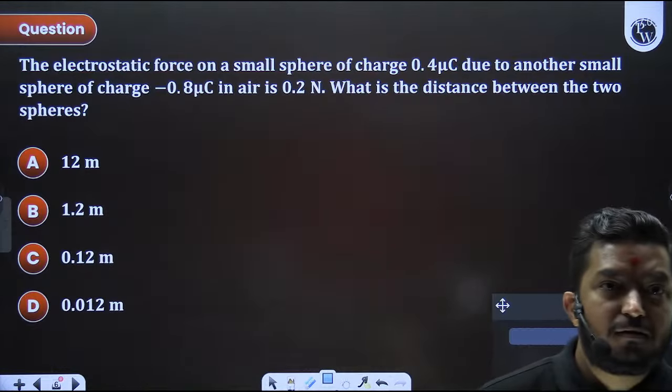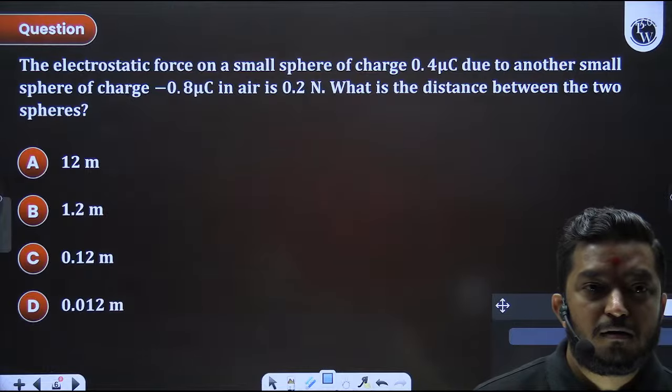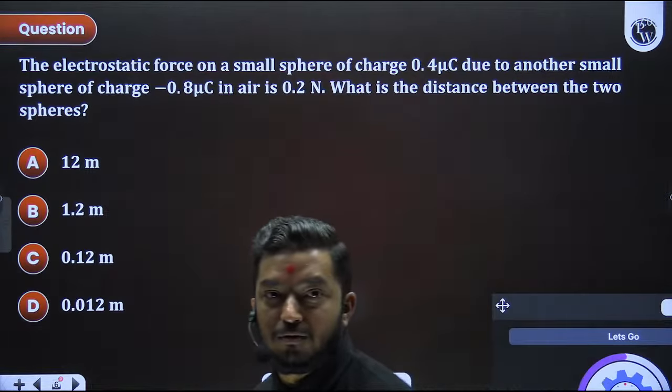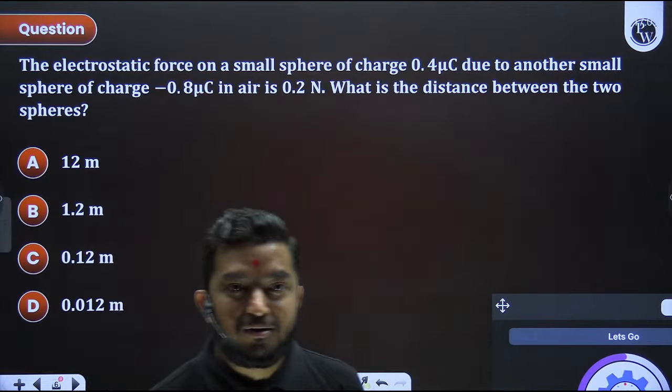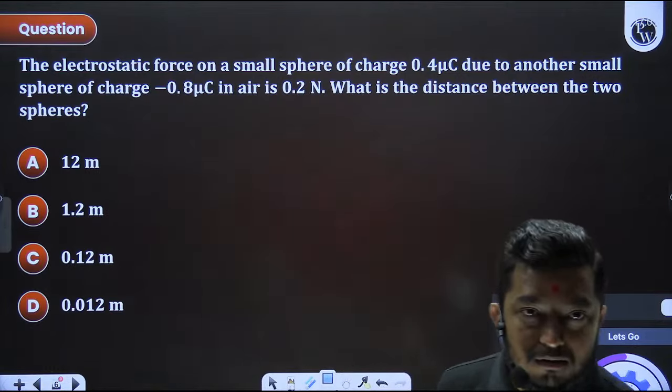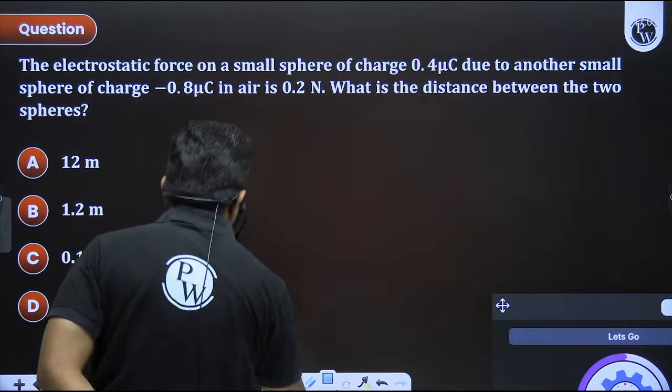Okay, perfect. Gojo ji is present here. Okay, sure, dear. Okay, so just read the given data.